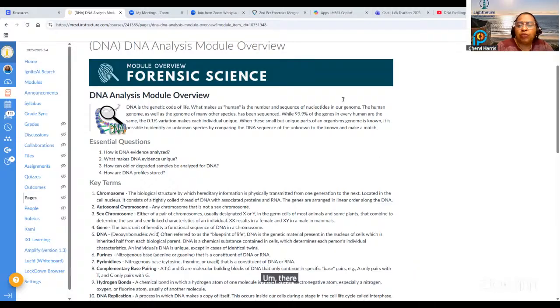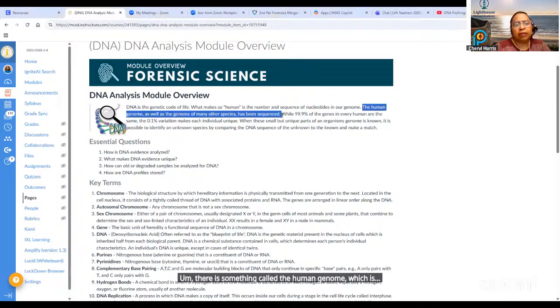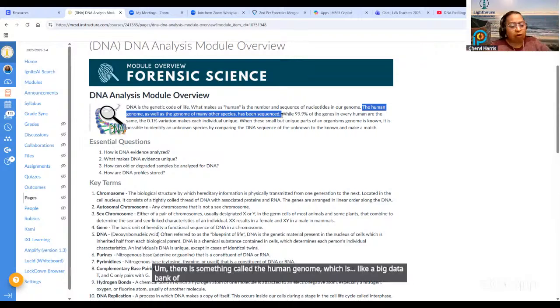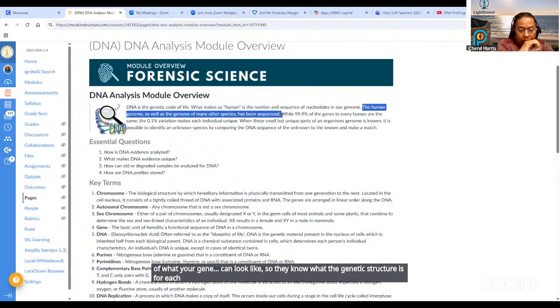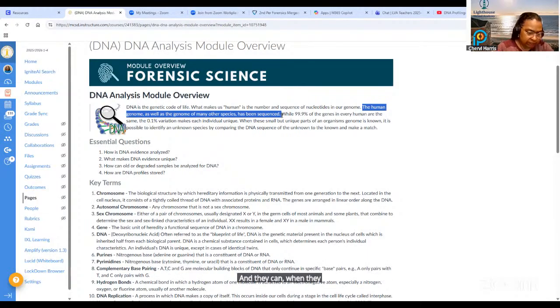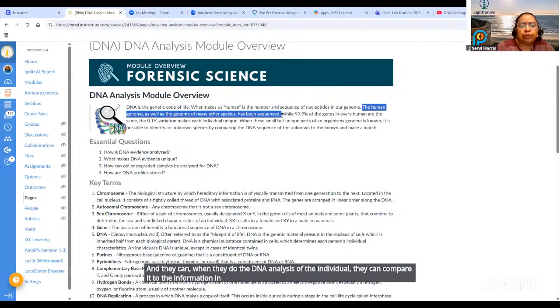There is something called the human genome, which is like a big data bank of all the different arrangements of what your genes can look like. So they know what the genetic structure is for each kind of gene, and when they do the DNA analysis of an individual, they can compare it to the information in the genome. Like I said, this is a huge data bank. Somebody has gone in and spent years trying to figure out what each gene looks like genetically.